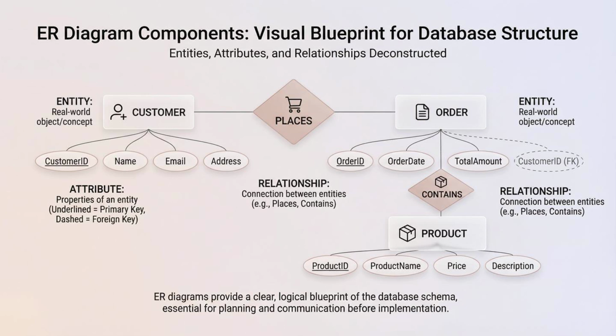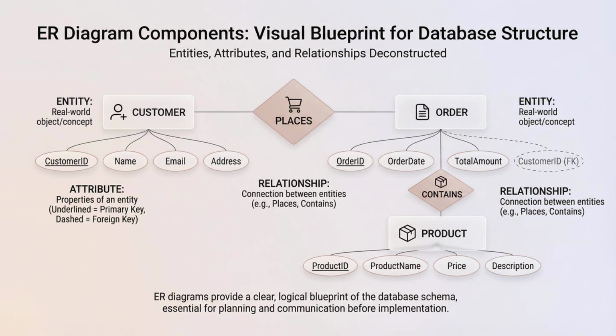This slide illustrates the core components of an entity relationship, or ER, diagram, an essential visual blueprint for designing robust databases. An ER diagram provides a logical roadmap showing how information in a system is interconnected. Let's identify the key elements. First, entities are the real-world objects or concepts we store data about, like customer, order, and product, commonly shown as rectangles. Next, attributes are specific properties of an entity.